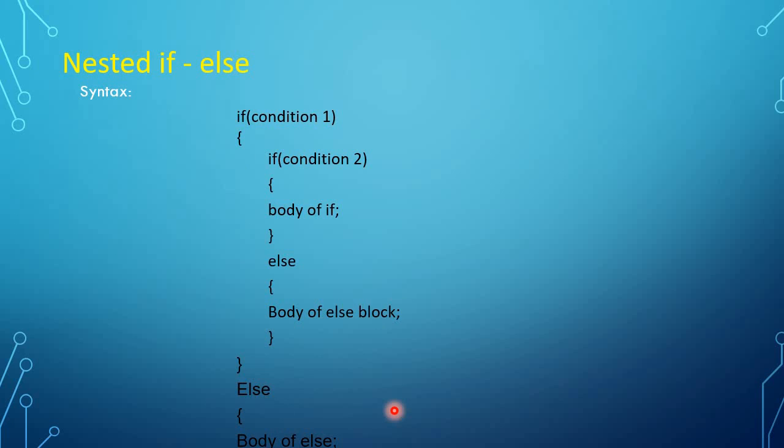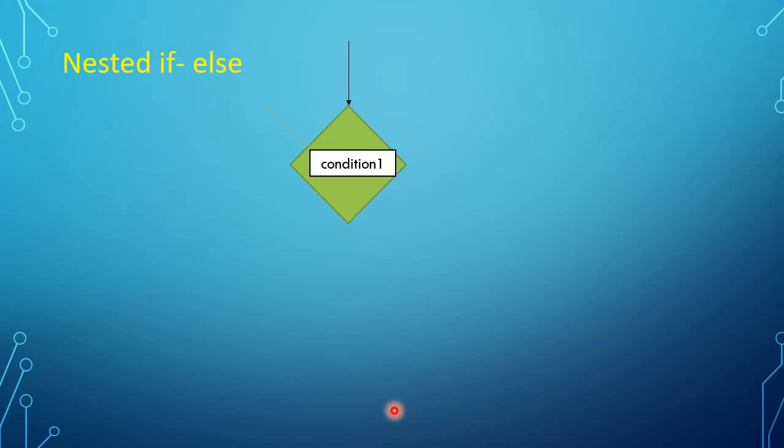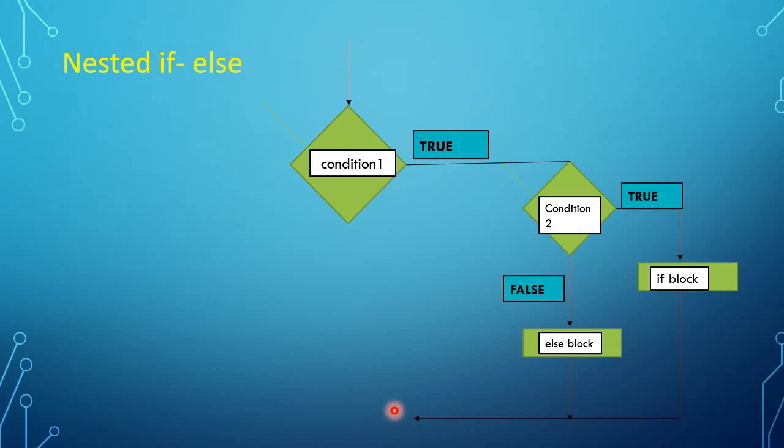It's not necessary to have an if else nested only in the if block. It might be in else also. Sometimes we have a nested if and a nested else also. These things are possible. So if condition 1 is true, then another if else block will execute, then the next instruction will execute.